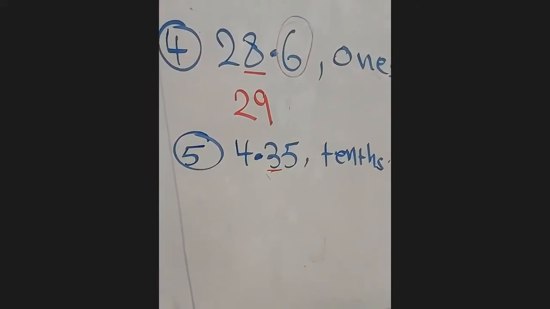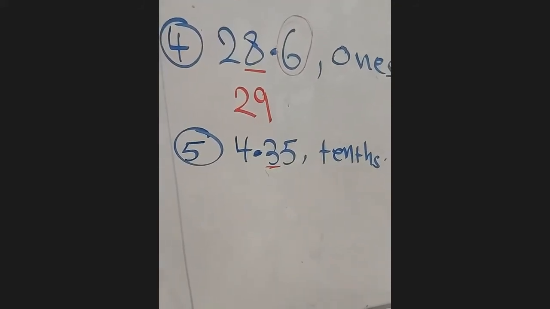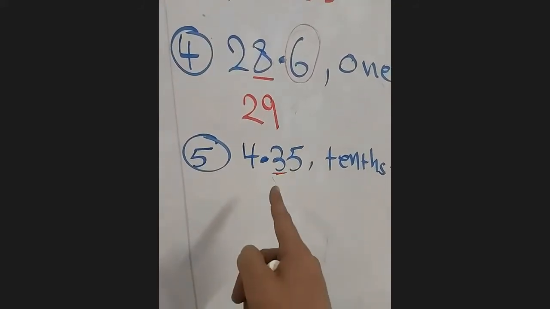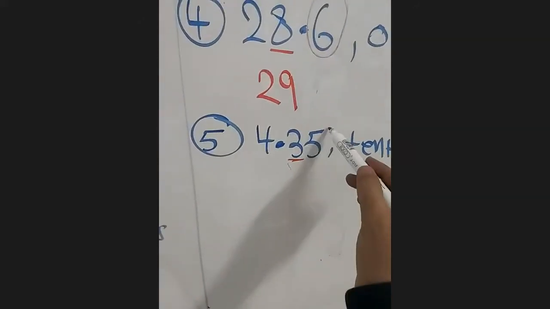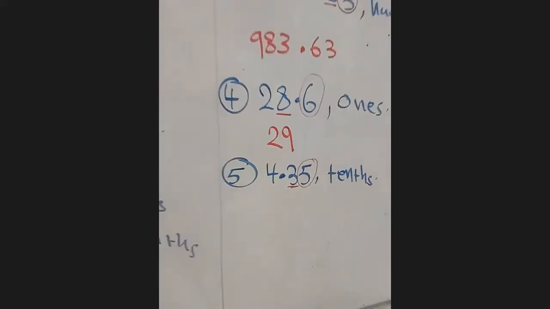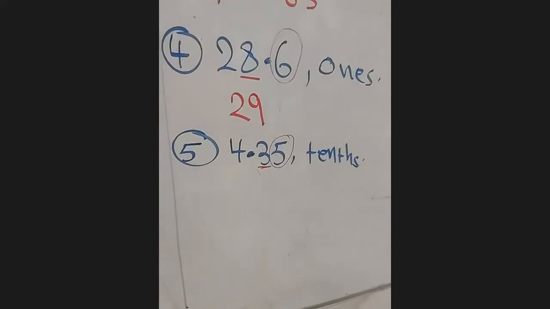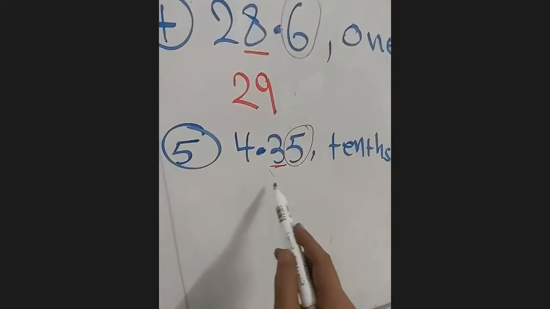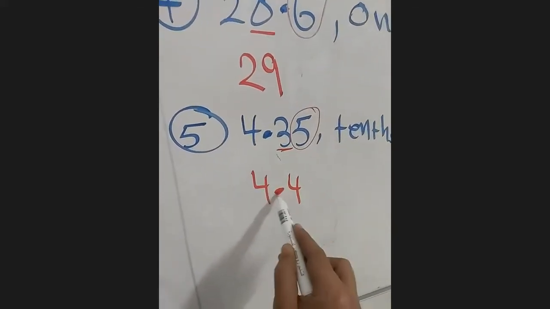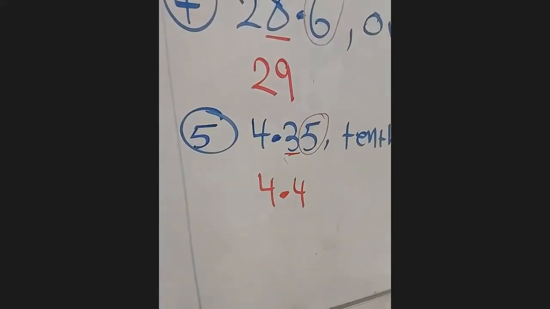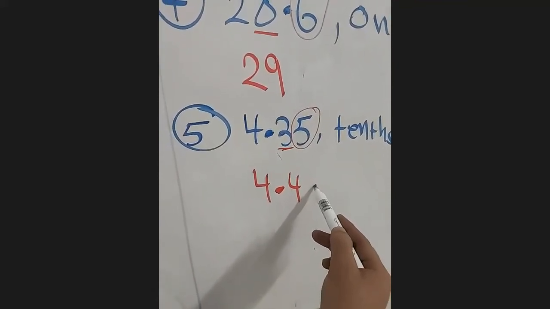The number before the 3 is 4. The number after the 3 is 5. So the 5 will make the 3 into 4. Excellent. So we add 1 to the 3. The 3 will be 4. The decimal comes down and this 4 stays the same, right? And the 5 will be what? 0.